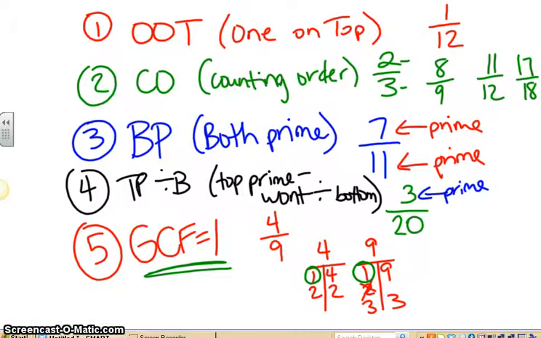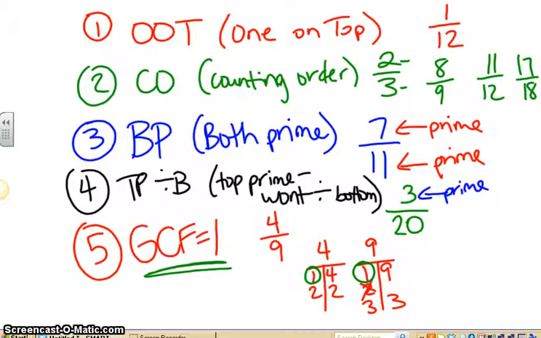So those are the 5 rules that you use: the OOT, the CO, the BP, the TP divided by B, and the GCF equals 1. And if it doesn't fit any of those rules, then you know that it can be simplified somehow. So when you are doing fraction work in class and you are having to prove whether or not a fraction can be simplified, you're going to have to identify what rule it fits to show me that it can't be or it can be simplified.